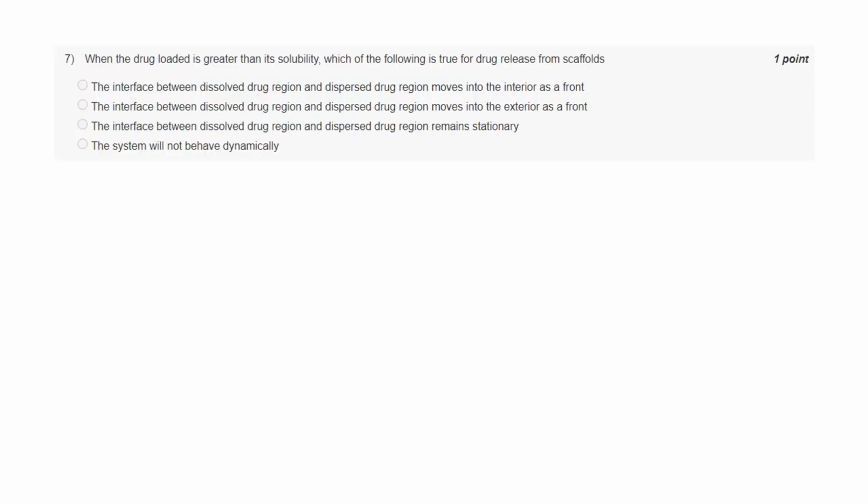When the drug loaded is greater than its solubility, which of the following is true for drug release from scaffolds? The interface between dissolved drug region and dispersed drug region moves into the interior as a front. The interface between dissolved drug region and dispersed drug region moves into the exterior as a front. The interface between both these regions remains stationary, or the system will not behave dynamically.